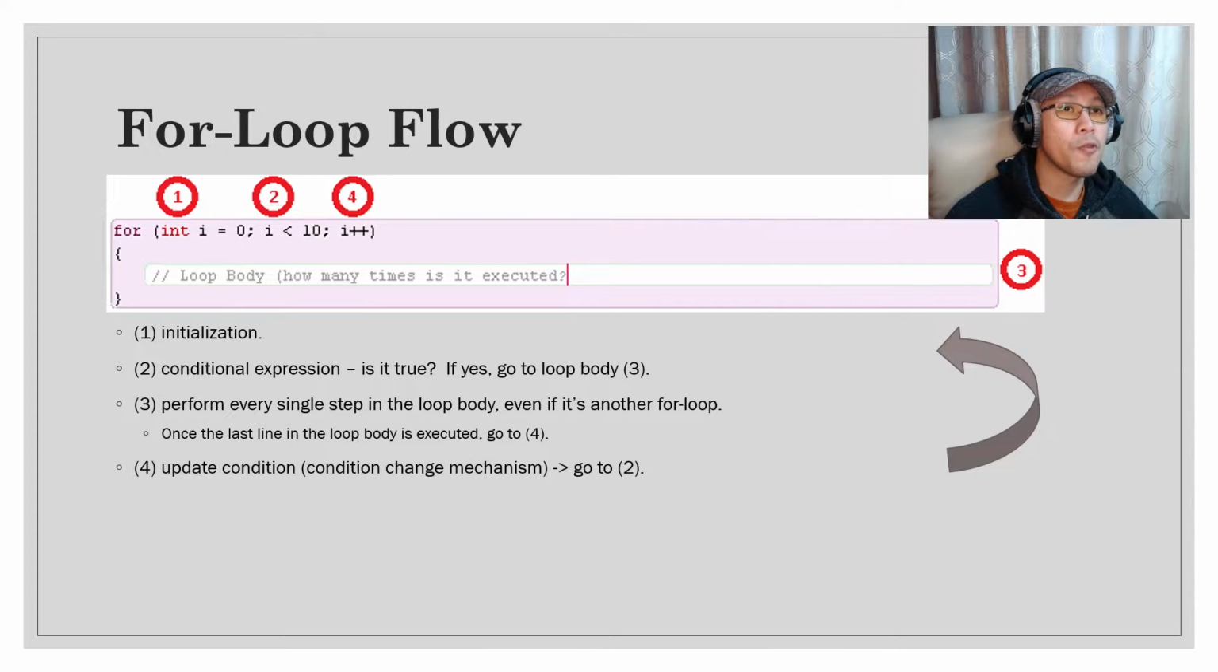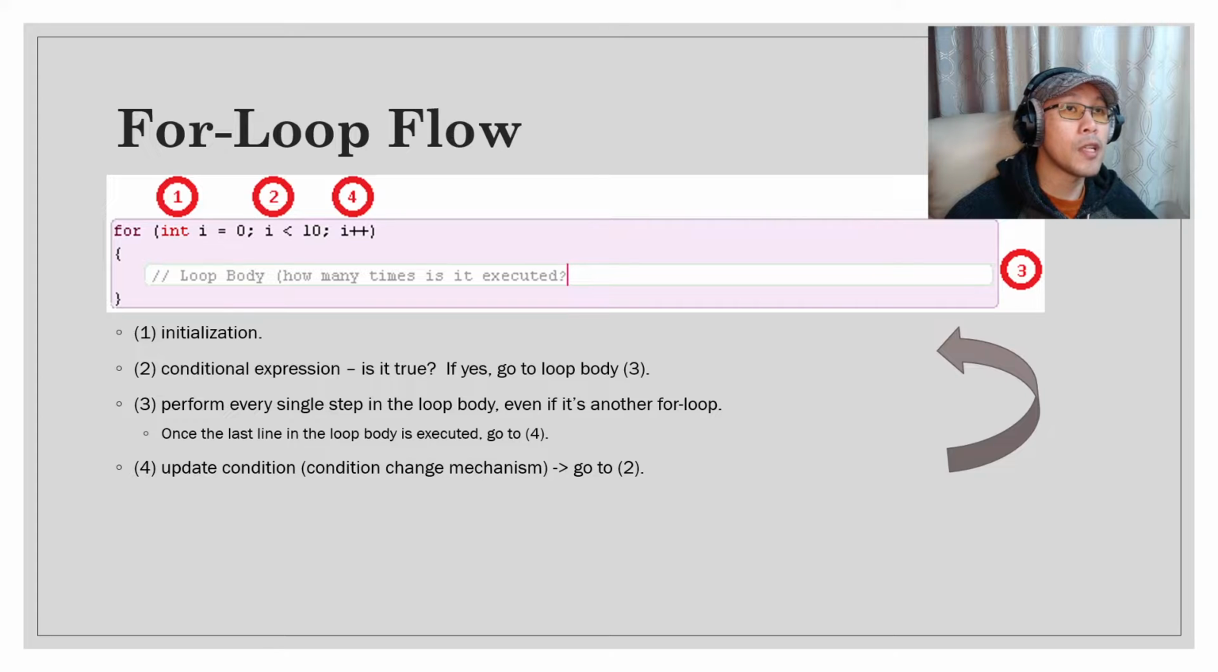So that's number 3. Perform every single step in the loop body, even if it's another for loop. In other words, you can have nested for loops. You can have nested a lot of things. Once the last line in the loop body is executed, once it reaches the closing squiggly bracket, it goes back up to number 4. It goes back up to what I call the update condition.